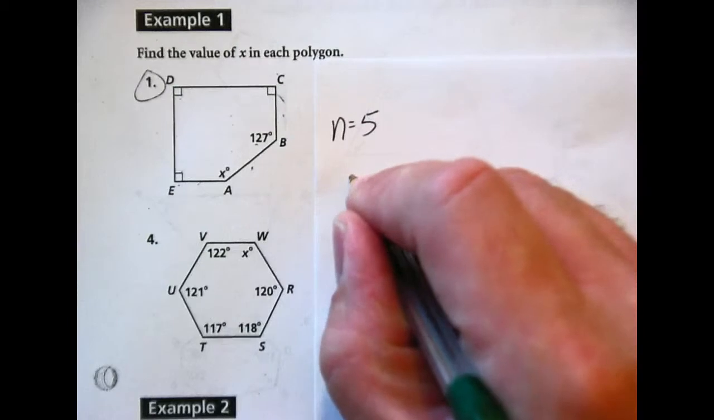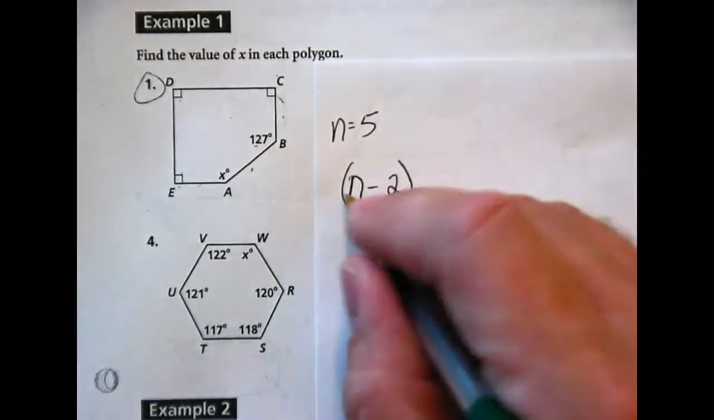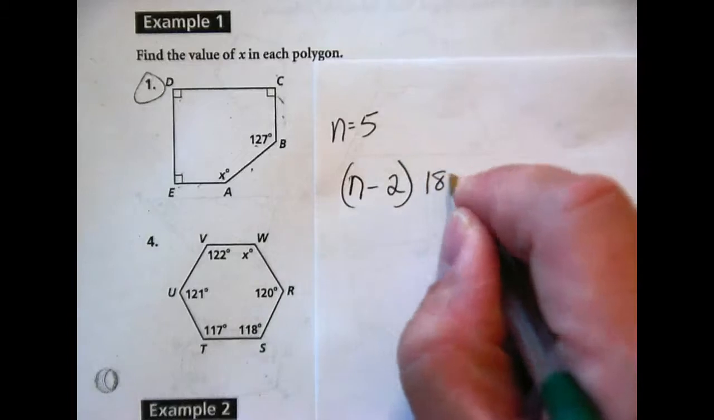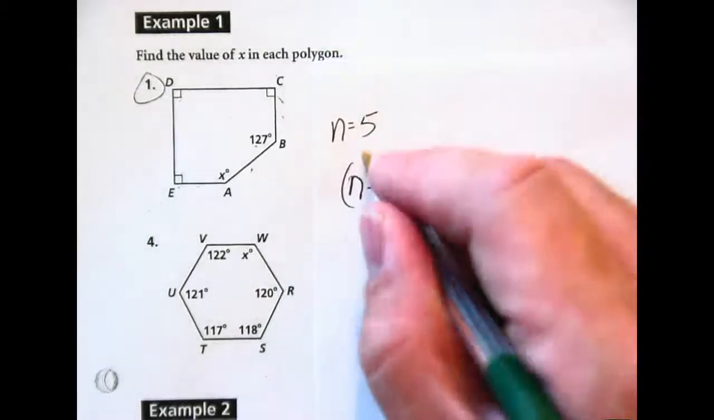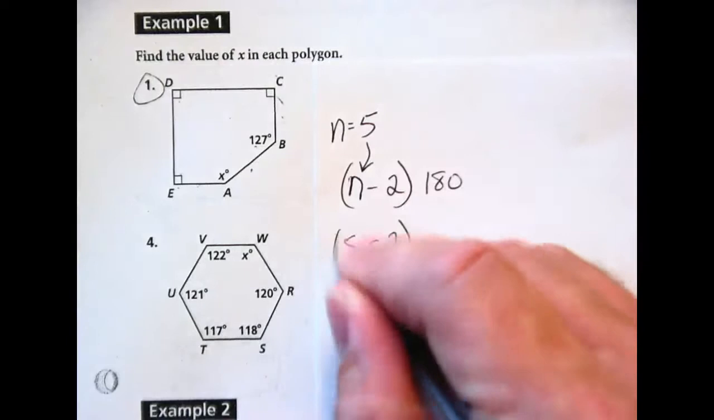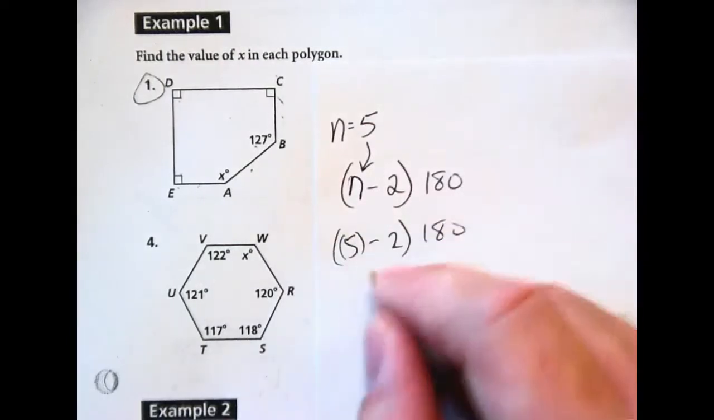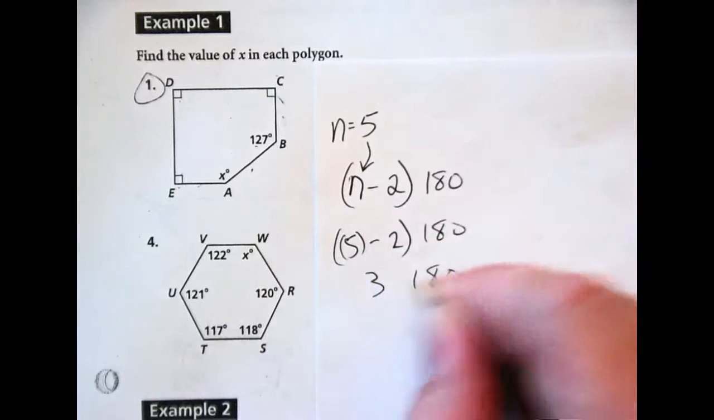Okay, volunteer, what's our formula? James, what do you got? N minus 2 in parentheses times 180. Good, so we say the quantity, n minus 2 times 180. Okay, well, n is 5, so we'll dump that in right there. 5 minus 2 times 180 is? Yeah, it's 3 times 180, or 540.